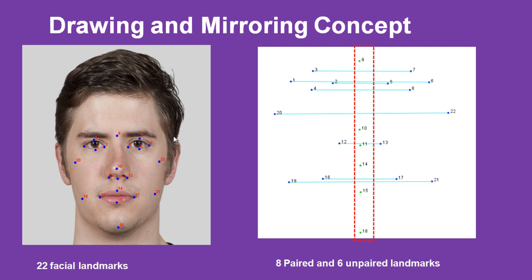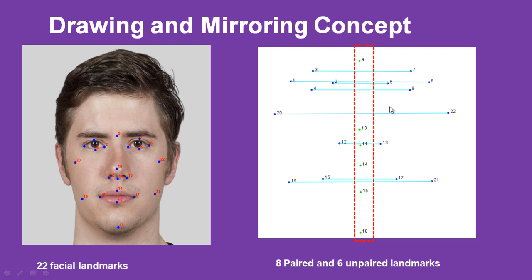3 paired with 7, all right. 4 with 8 here, 20 with 22, all right. 12 with 13, all right. 19 with 21. 16 with 17, okay, and in between you now have what? 9, you have 10, you have 11, you have 14, you have 16, you have 18. So this is called the midline, all right, and the rest are called paired landmarks, all right.